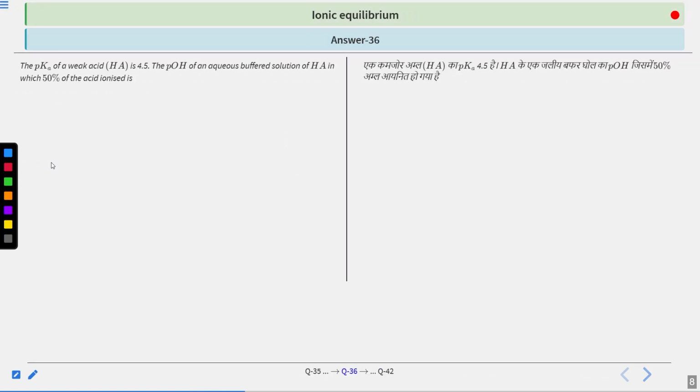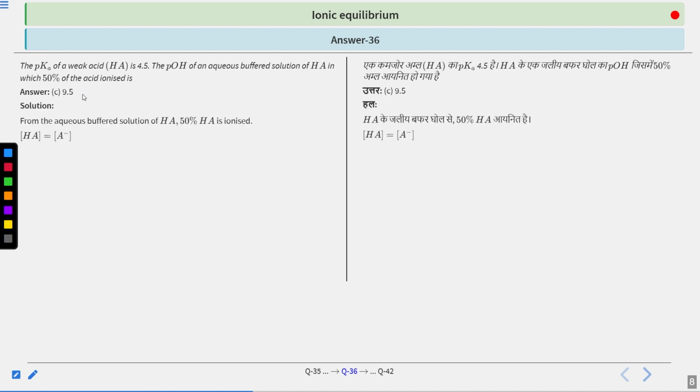So what was being given? We are given the value of pKa, which is 4.5, and we have to calculate the pOH, given that HA is 50% ionized. It is the acid which is 50% ionized. Clear? So the correct answer is C, 9.5.